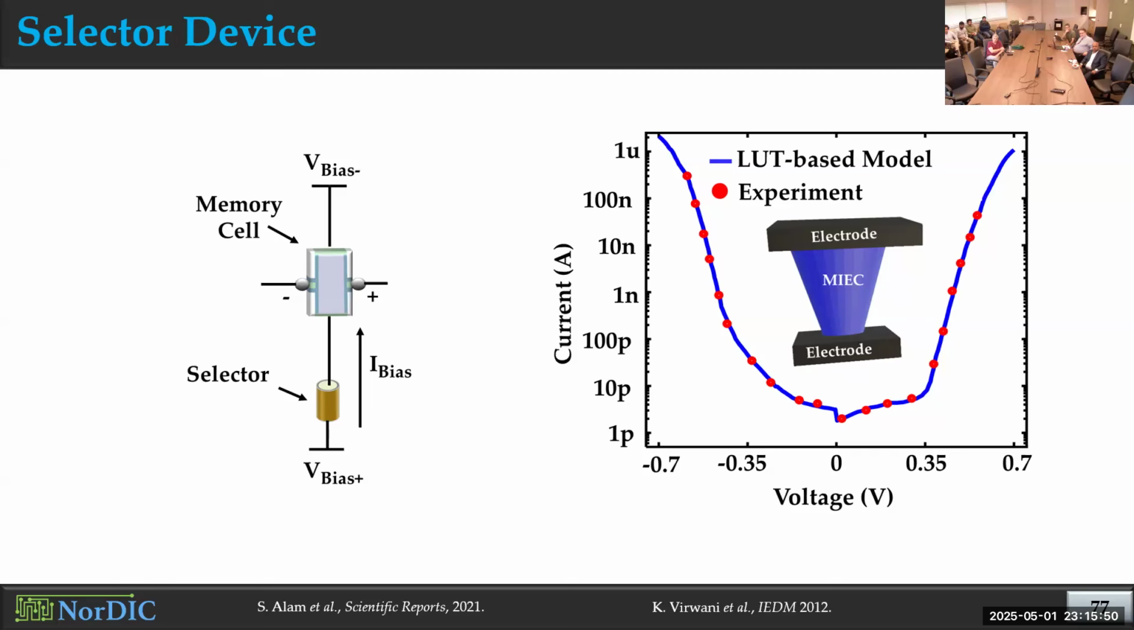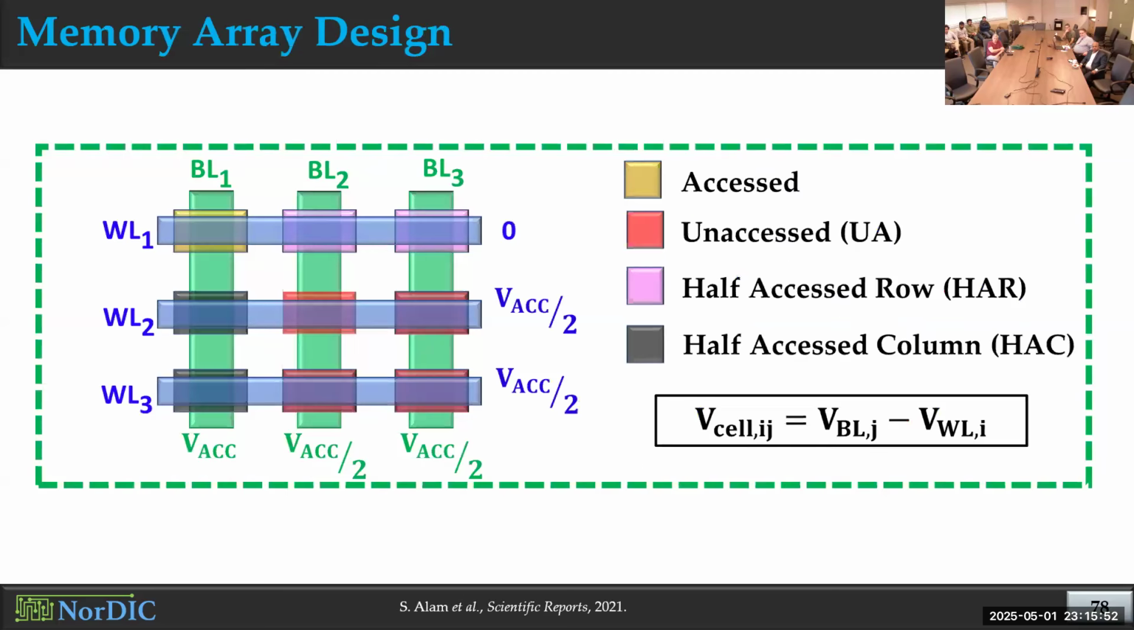And the other reason is from the array scenario. So for this memory system, we designed this 3D cross-point memory array where we sandwich that memory cell between one bit line and word line. And the voltage of these cells will be the difference of this bit line and word line voltages. So again, we use the V/2 biasing mechanism for the read and write operation in this memory system.